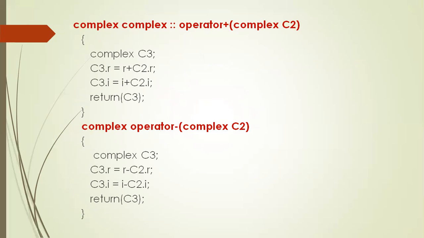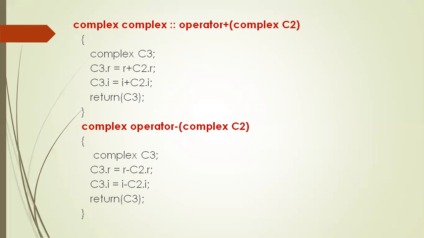Now you start with defining the operator function. So here I'm defining the member function outside the class. What is the general syntax of defining a member function outside the class? Return type, then the class name, scope resolution operator, then the function name, then you have to declare the argument. So here, what is the return type? Complex. Then to which class does the operator function belong? That is also complex. So complex, scope resolution operator, the function name is operator plus. Then what is the argument you are passing? Complex C2.